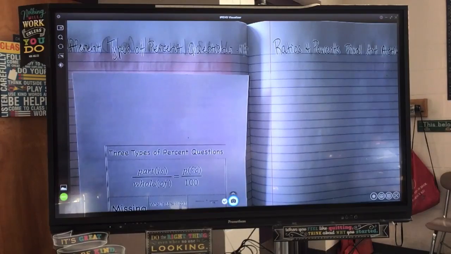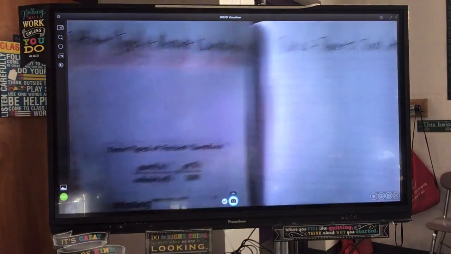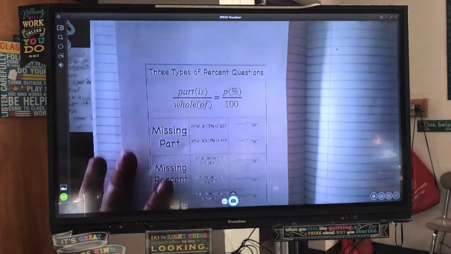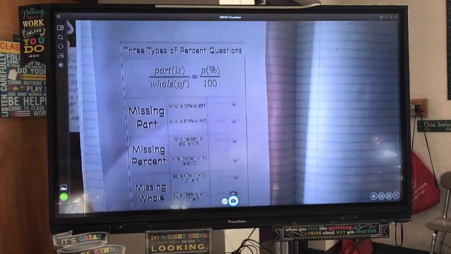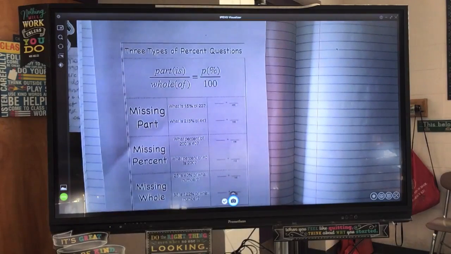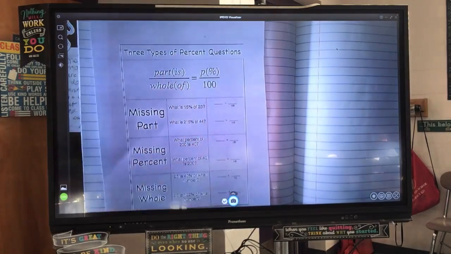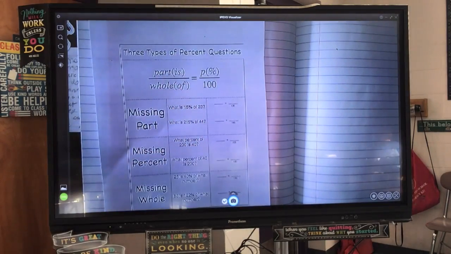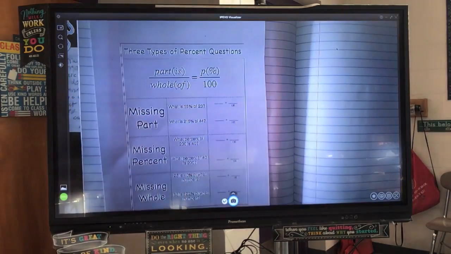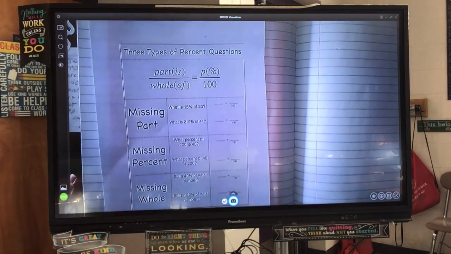Alright, so this is going to be our notes page for today, and it's going to be a little bit different than what you guys are used to, what we talked about so far, but it's just kind of going straight into if you're missing the part, the percent, or the whole. So this equation or ratio, however you want to say it, is what you'll use for the majority of your percent problems when you're solving problems.